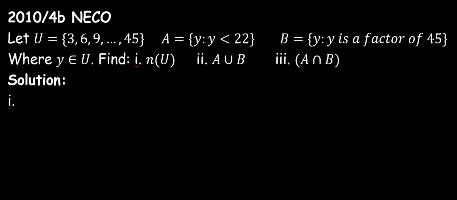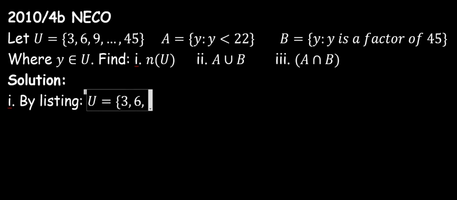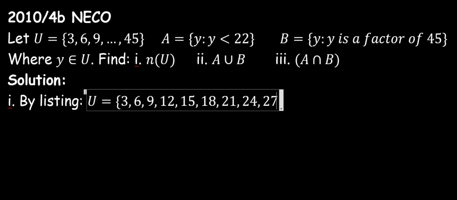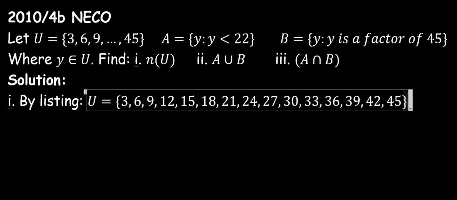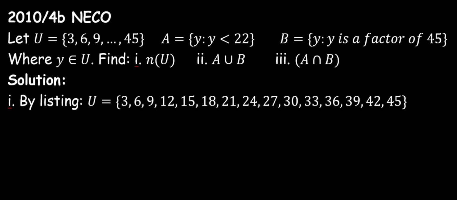Solution. To look for n of U, first we list the elements in the universal set, which are 3, 6, 9, 12, 15, 18. We have gotten the pattern, that is multiples of 3: 21, 24, 27, 30, 33, 36, 39, 42, 45. Thus, n, the number of elements of the universal set, is equal to 15.